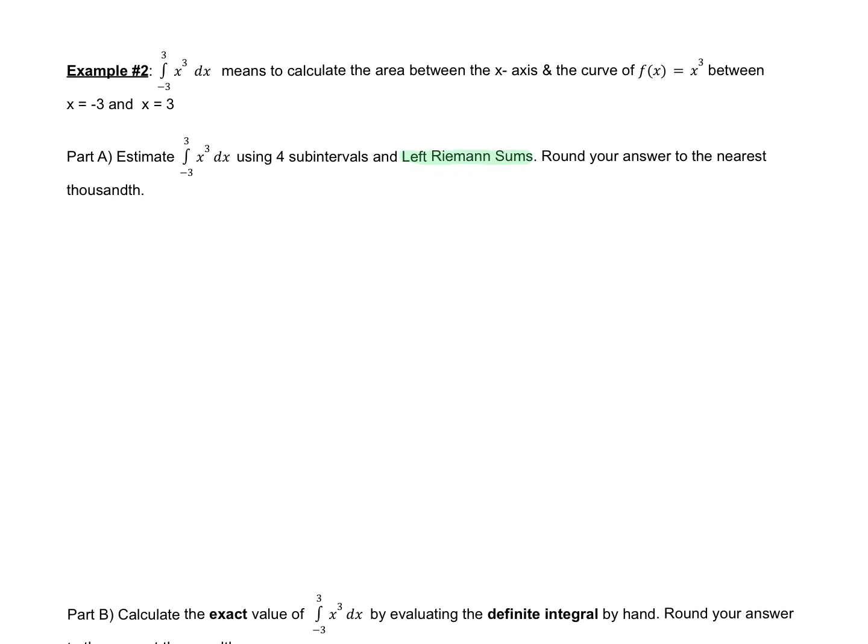So let's first draw a picture. We've got x to the third. You can put that into your calculator, and if you do, you're going to get this and this. And I want to estimate from -3 to 3 using 4 subintervals. Actually, just for simplicity, I think I want to change this to 6 subintervals.